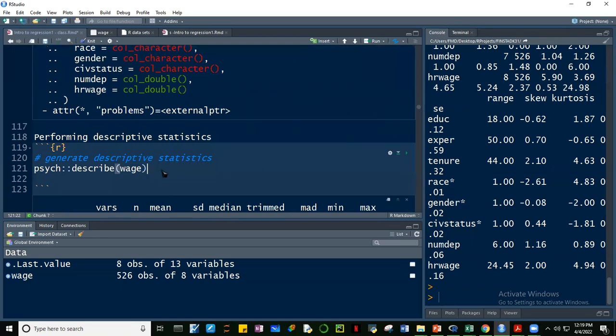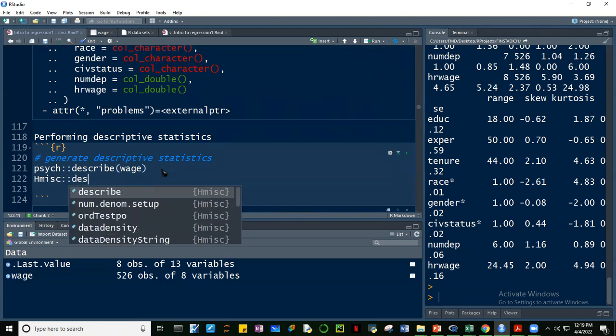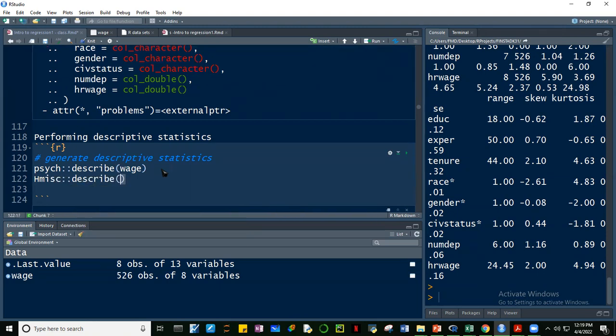Okay, so let's add another one, guys. Let's use, si Hmisc din meron. Hmisc, may describe din siya. Okay, so magkakaproblema, guys, kung hindi natin in-identify. Kunyari, parehong naka-load si psych at saka si Hmisc. Okay, and then we're going to make use of the function describe. Magkakaroon ng error yan kasi hindi alam ni R kung kanino gagamitin. Okay, that's why sometimes it's helpful to know the functions.